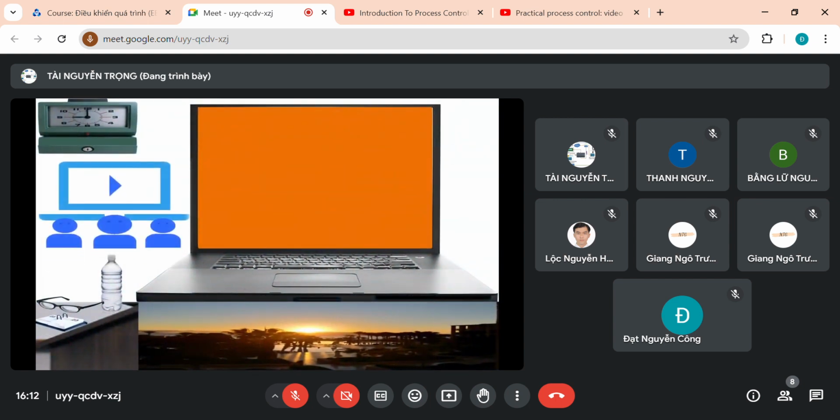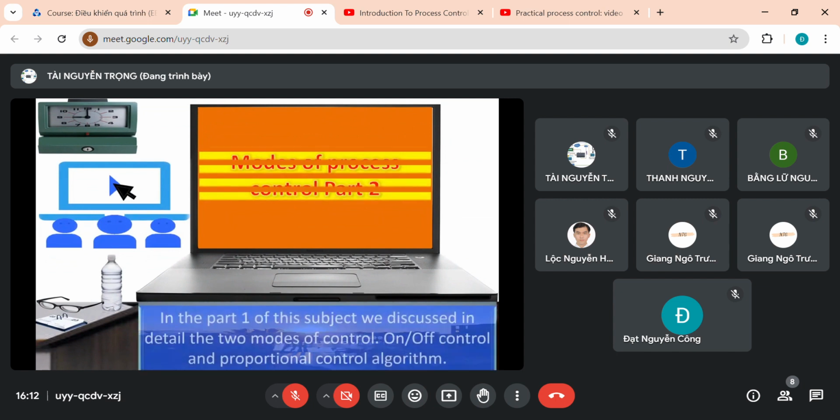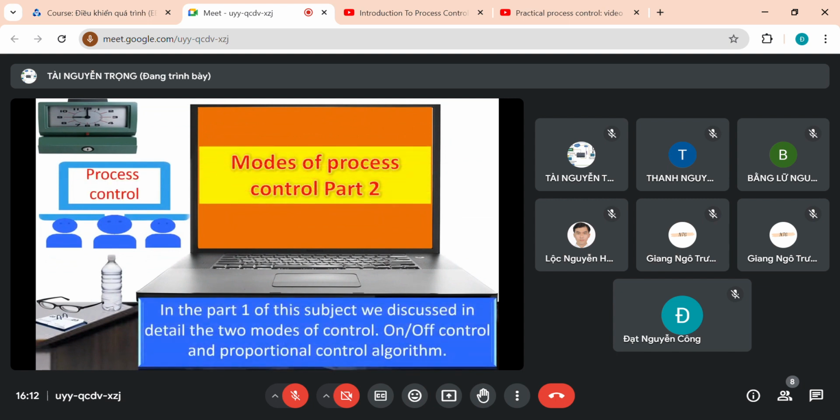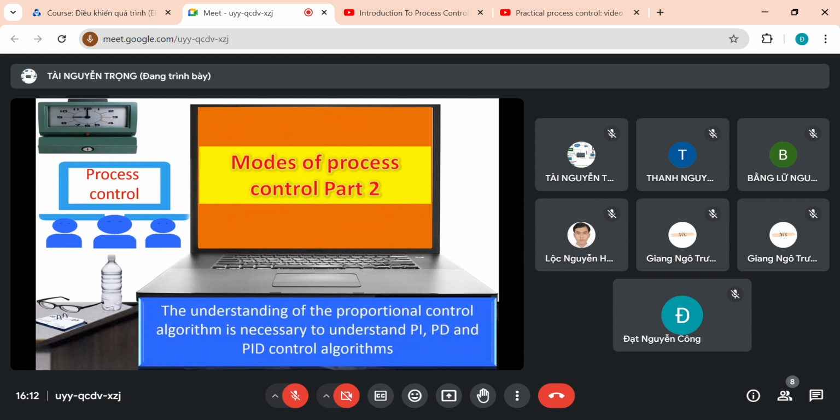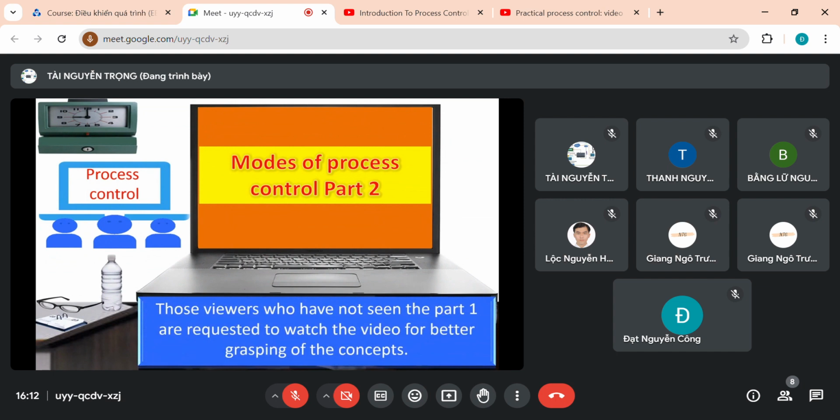In part 1 of the subject, we discussed in detail two modes of process control, on-off control and proportional control algorithm. The understanding of the proportional control algorithm is necessary to learn and understand the other modes of control, namely PI, PD and PID control algorithm. Those viewers who have not seen part 1 are requested to watch the video for better grasping of the concepts.